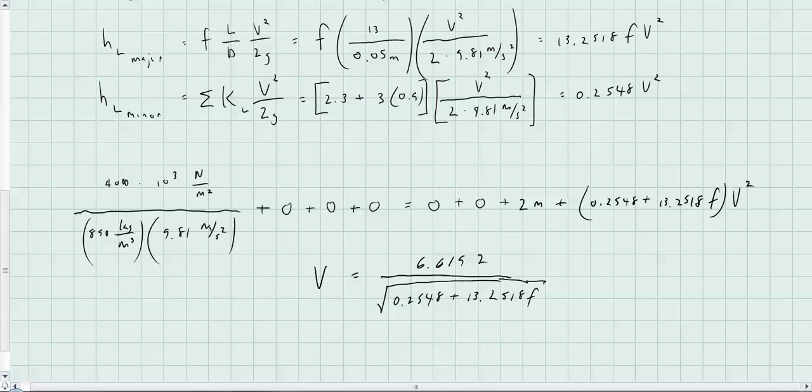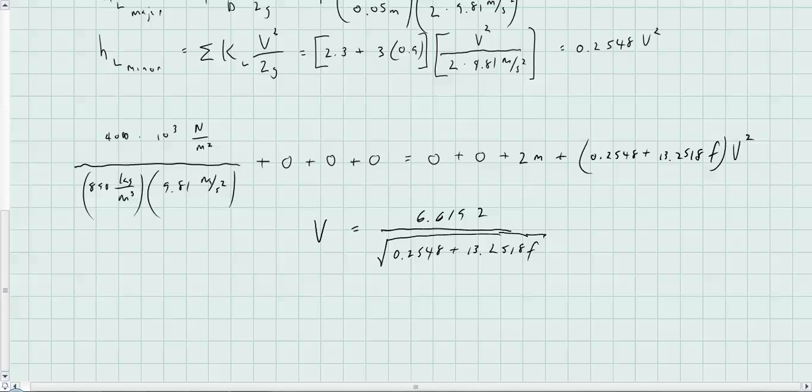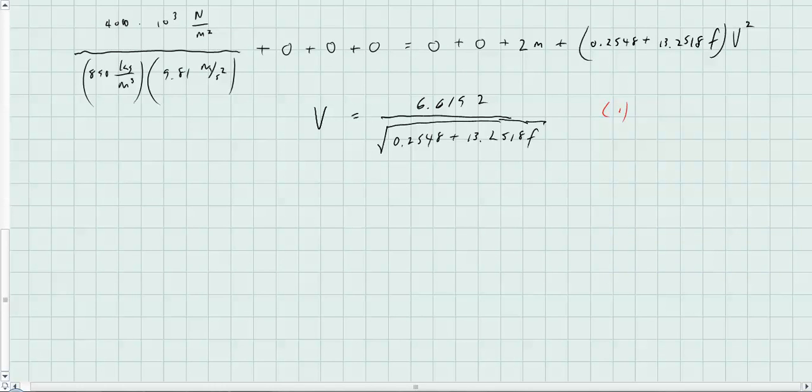So in this case, we've got one equation, 2 unknowns. It's not going to be very helpful. What else can we do? Well, let's first identify this as Equation 1, and let's look for another equation. What other equations could we pull from where we could relate velocity to something important? Well, one way to think about it is that friction factor is a function of Reynolds number and relative roughness.